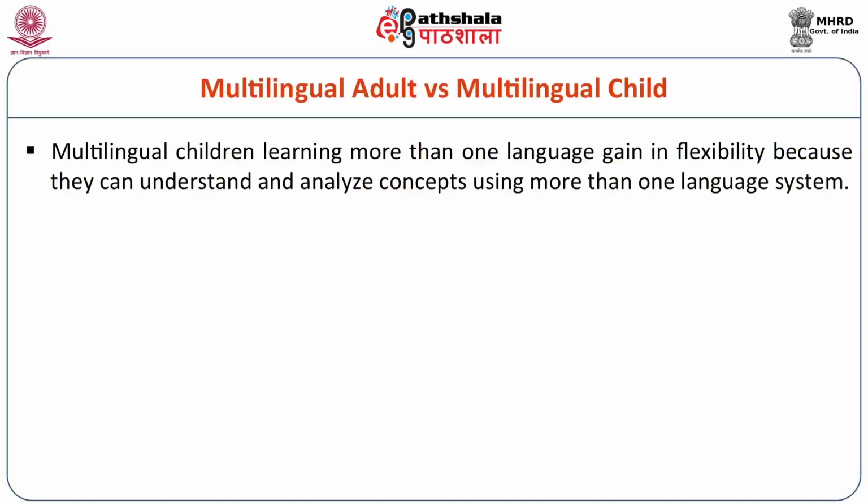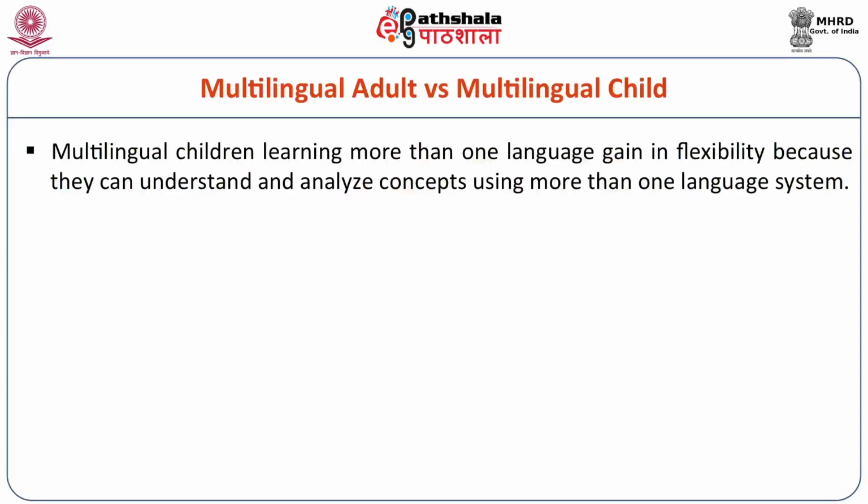Another question comes in front of us, that when we talk about multilingual people, we have on the one hand multilingual adult, on the one hand we have multilingual child. Now, who is the disadvantaged learner? It means whether we should learn the other language when we are young, or we should just wait and adopt other language after growing up.